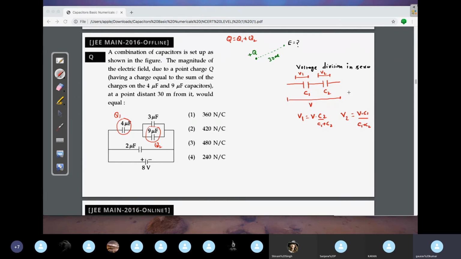This is the formula, and you can derive this very easily. I'm not doing the derivation, but you know C is Q by V, and Q is the same. So C1 V1 will be equal to C2 V2. So V1 by C2 equals V2 by C1. This can be written as V1 plus V2 by C1 plus C2. What is V1 plus V2? It is V. Equate the first and second, and you will get the result.